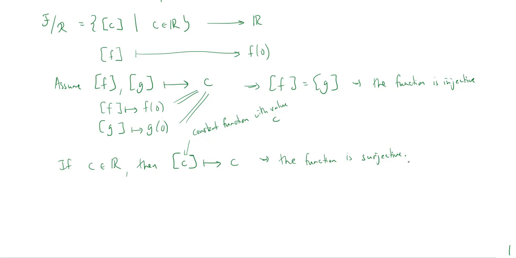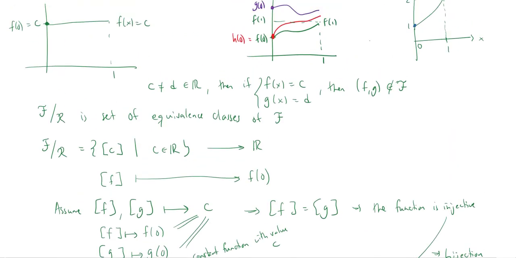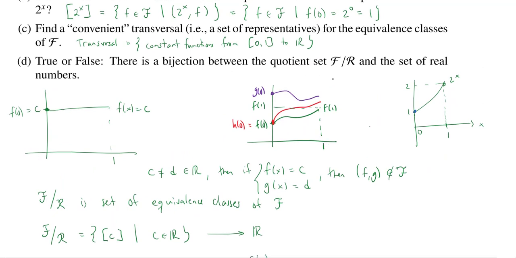Yay! We've got injectivity, we've got surjectivity. The combination implies that we have a bijection. And that's what we wanted to prove, right? We wanted to show there was a bijection between the quotient set and the set of real numbers. And so the answer is true.